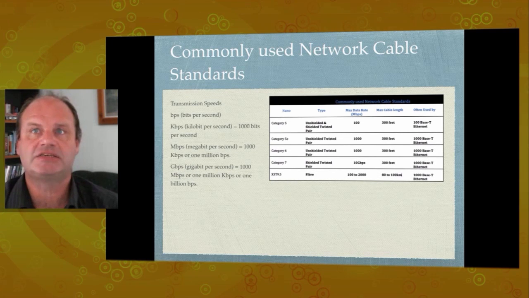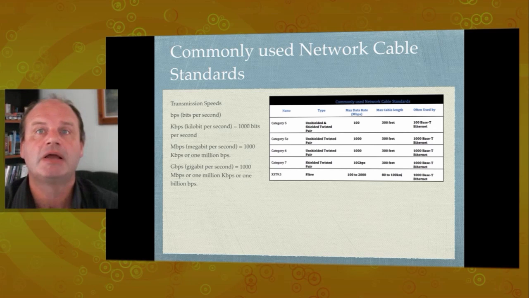Each category is specific for speed and type of network. Some cables can handle lots of speeds, so the base T shows what type of network the cable can handle. Let's look at Category 5 100 base T. The 100 means 100 megahertz, which is 100 megabits per second.